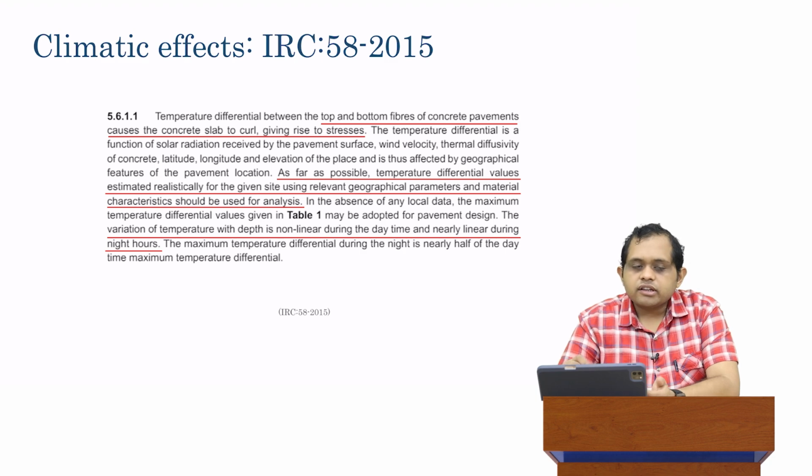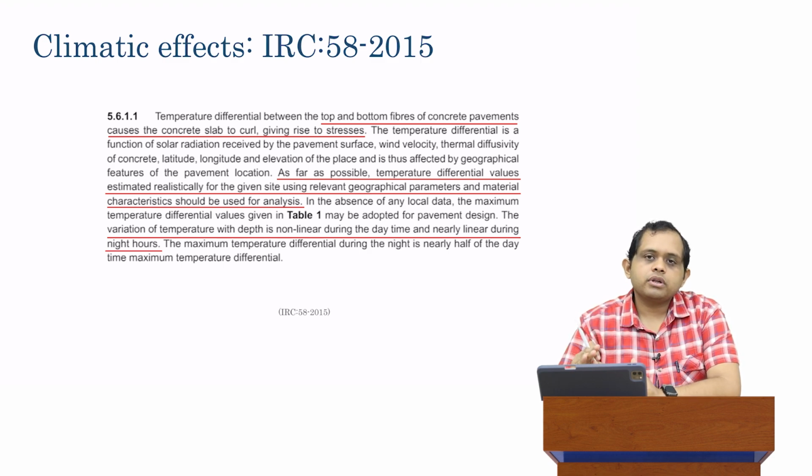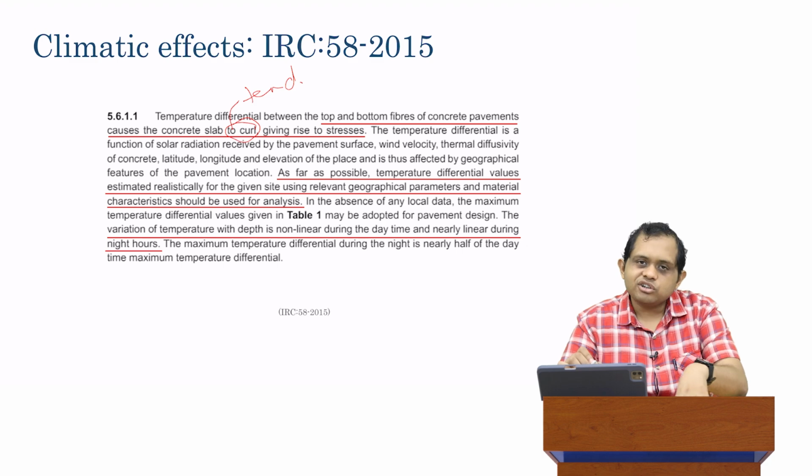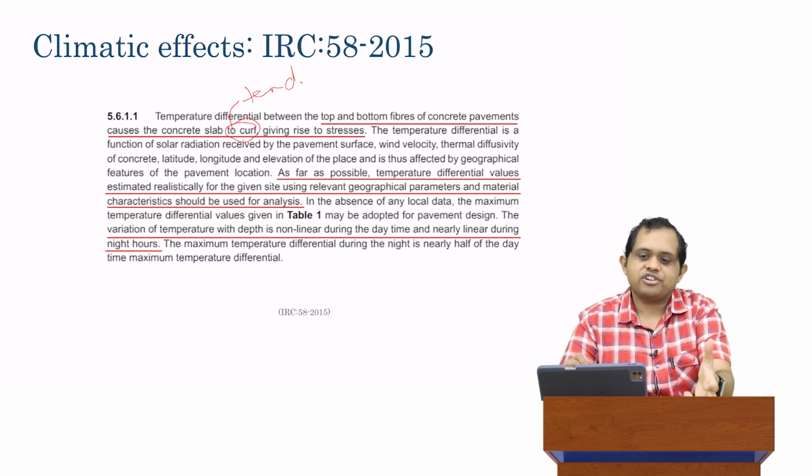So it says, now this is a statement of physics, temperature differential between the top and bottom fibers of concrete pavements causes the concrete slab to curl, giving rise to stresses. The reason I highlighted this is it is almost correct. There is indeed a temperature difference between the top and the bottom fiber, which causes the slab to tend to curl. My only grouse with this is that it says it causes the slab to curl, when it causes the slab to tend to curl, and it is under the presence of external loading that the curling actually generates stresses.